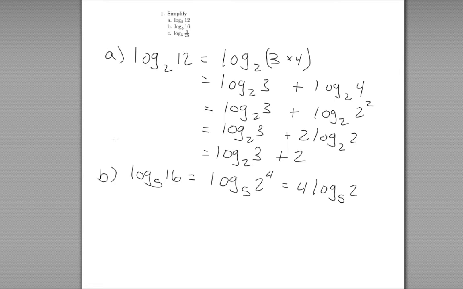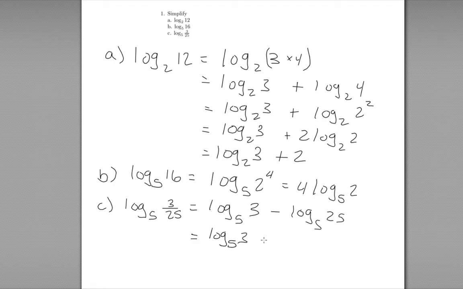Finally, let's take a look at letter C. Log base 5 of 3 divided by 25. So using our log rule, when we have a fraction or a division inside of our log, we can break this into log base 5 of the numerator, 3, minus log base 5 of the denominator, which is 25. I can also rewrite 25 as 5 to the power of 2, kind of the same thing we did before above.